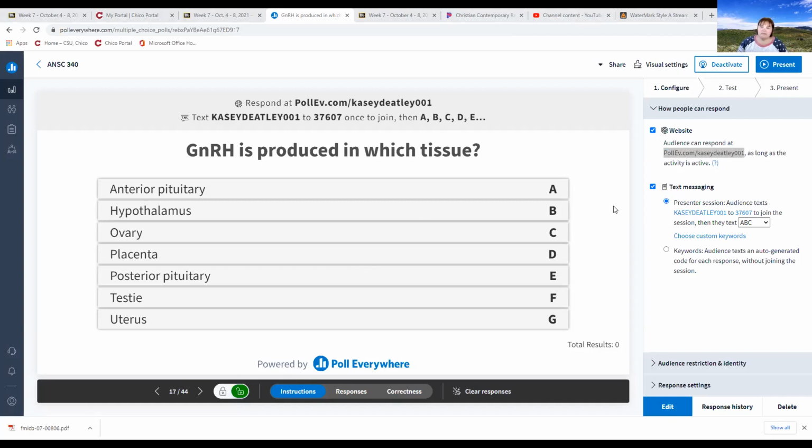Okay. And so some of these questions, some of you guys saw last week, but I think reiterating this stuff is really important, to make sure that we've got a good hold on it. So, all right. So GnRH is produced in which tissue?